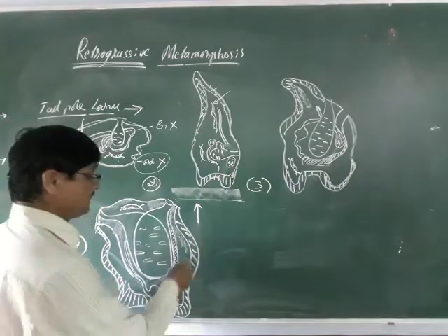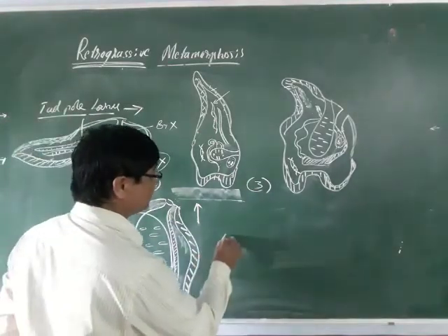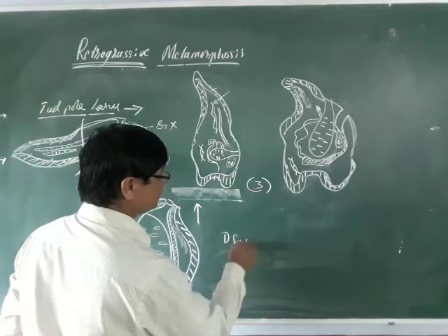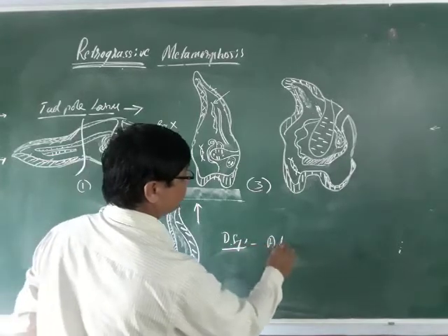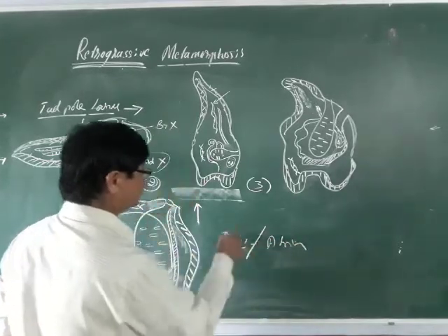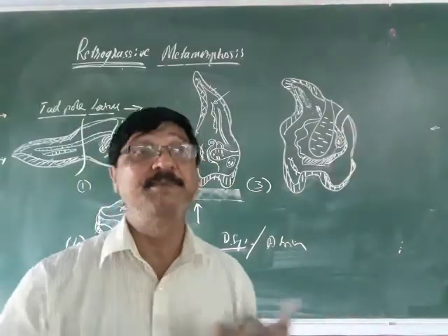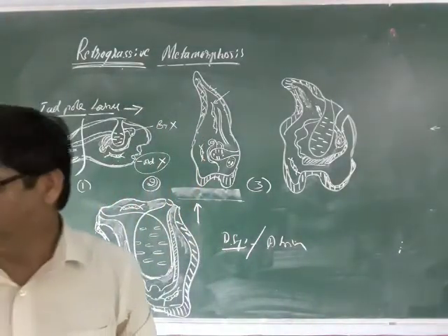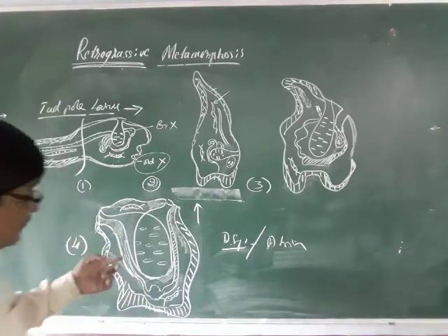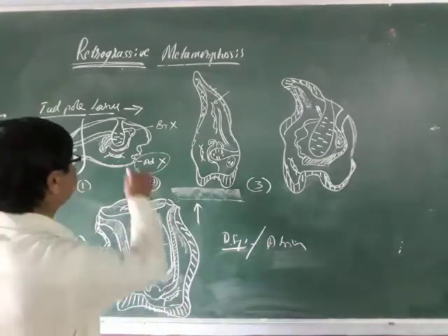So what happens simultaneously? The digestive system, or you can say the atrium, will develop, enlarge and become big in size. In the same way, here there are the pharyngeal gill tubes.